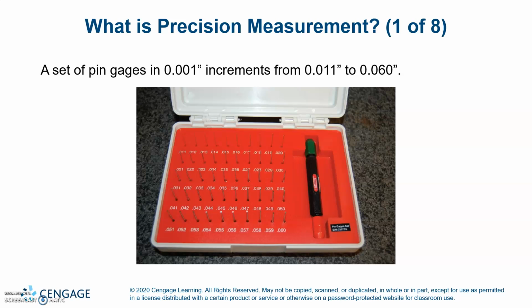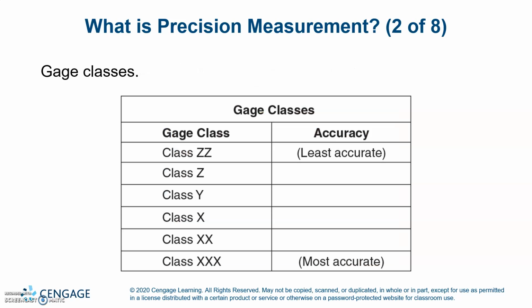A set of pin gauges in 0.001 or 1 thou increments from 11 thou to 60 thou. Gauge classes: class ZZ is the least accurate, all the way to class XXX, which is the most accurate.